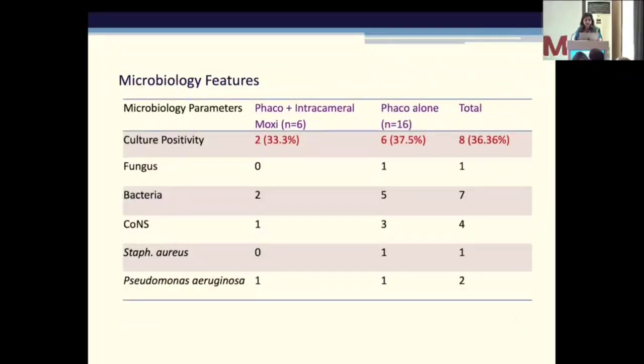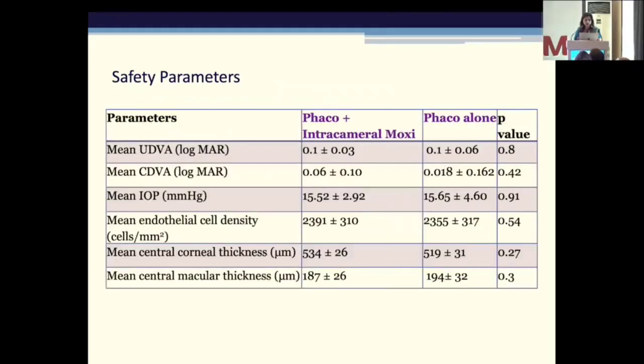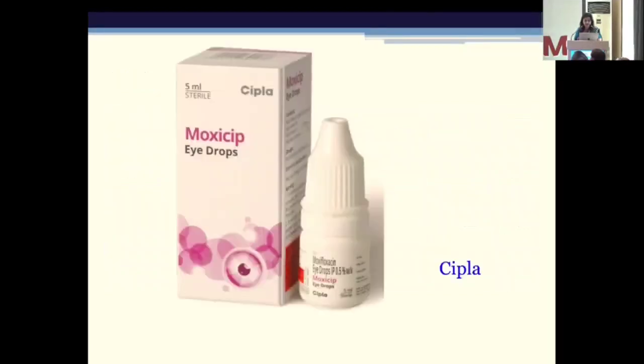As far as the microbiology was concerned, 2 cases in the intracameral moxifloxacin group and 6 in the phaco alone group were culture positive, and there was also resistance to moxifloxacin in 2 out of 7 cases within the phaco alone group. Now, as far as visual acuity, IOP, endothelial cell loss, central corneal thickness, and central macular thickness were concerned, both the groups were well matched, which means that intracameral moxifloxacin was safe in terms of these parameters. This study was done using Moxicip from CIPLA, and we are thankful to them for providing this.